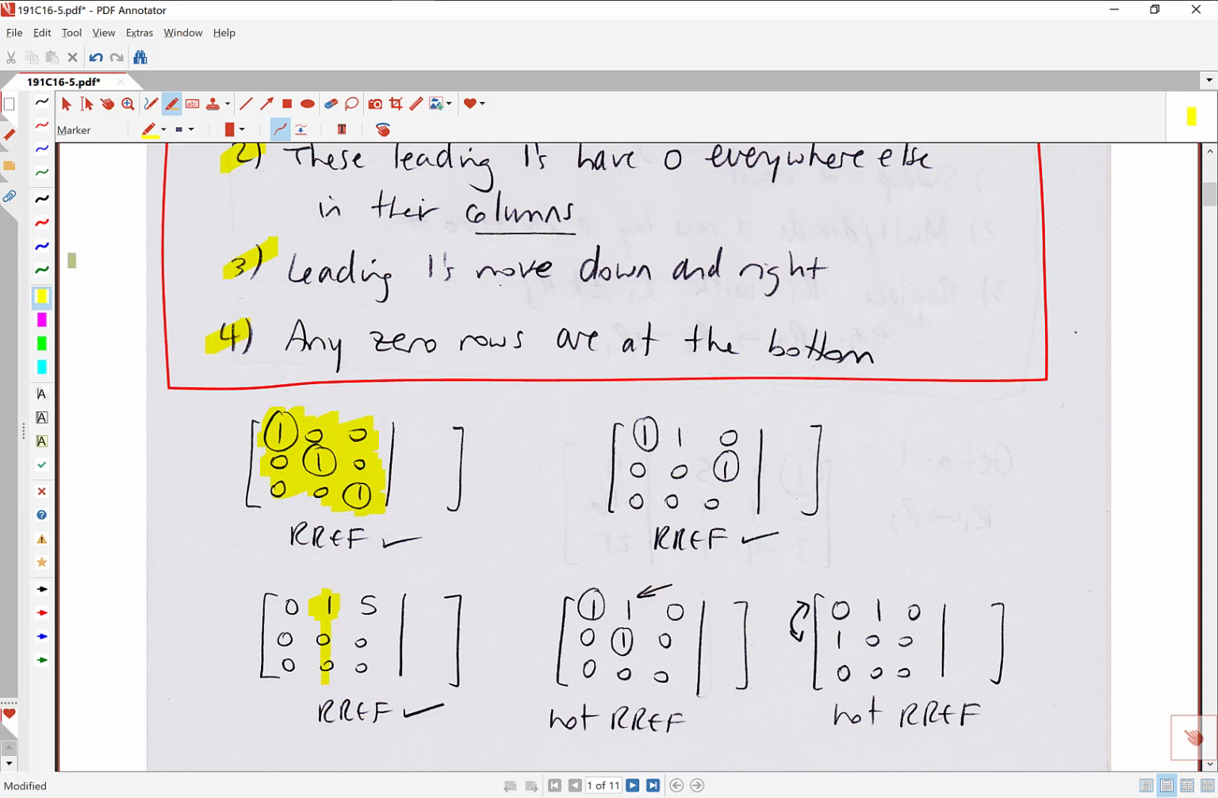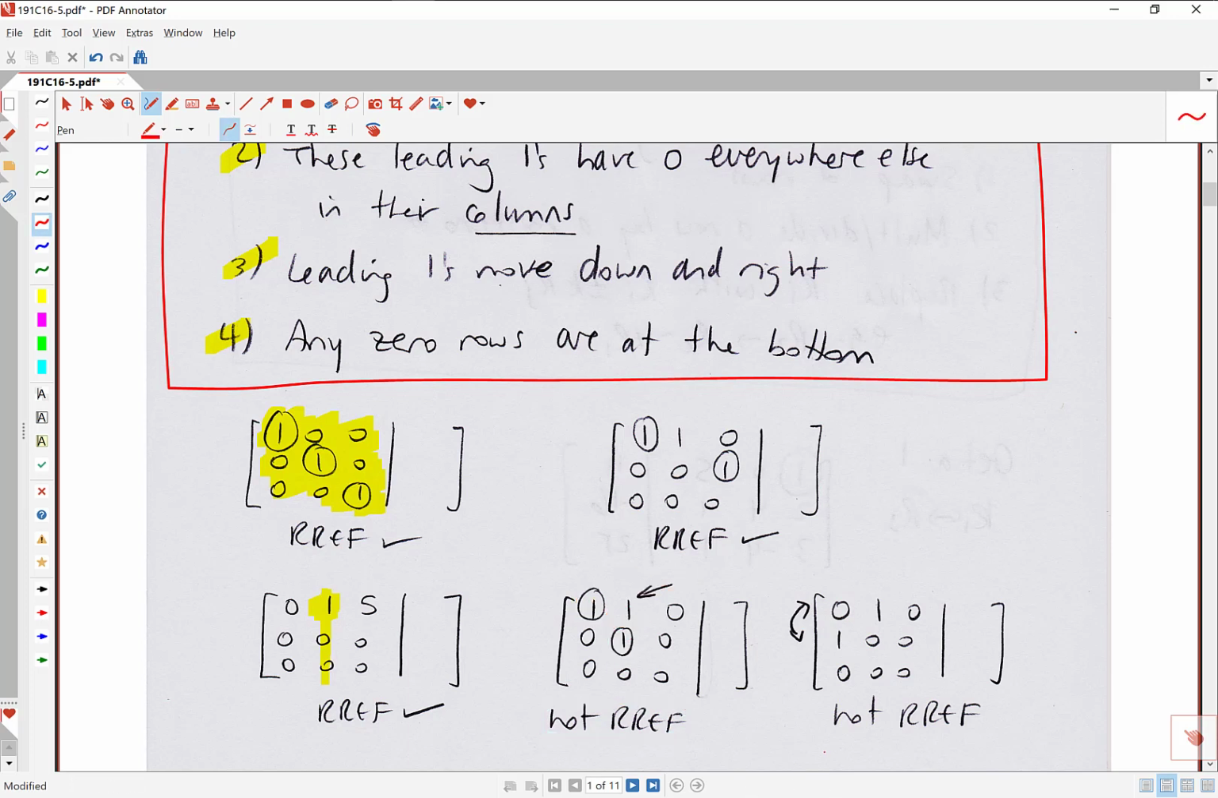Now, a couple of examples of matrices that are not in RREF. Let's focus on what's gone wrong with these. So if we look at this example here, what's gone wrong is that we have not done all the possible elimination. So if you think of these leading ones as being the pivots that you would have used when you did your row operations, there's a little bit more elimination we could do. We could get rid of this 1. And so the property that's not being satisfied here is property 2. We need these leading ones to have zeros everywhere else in their columns.